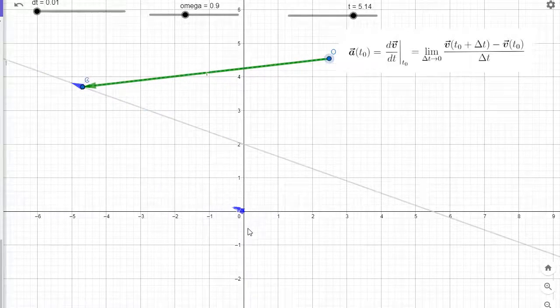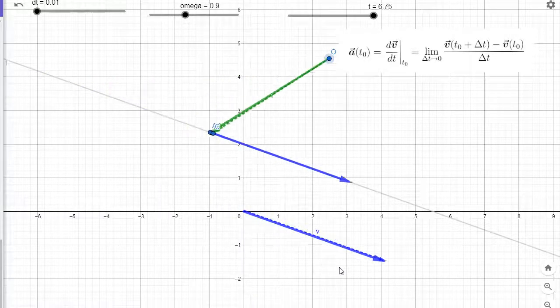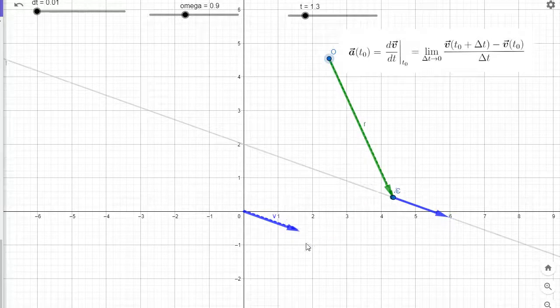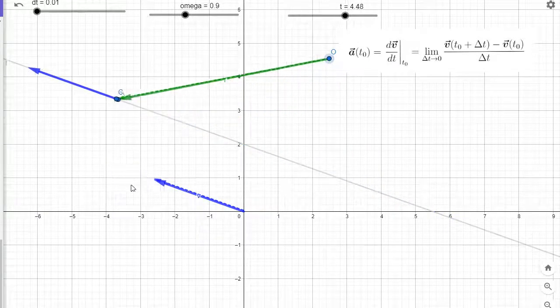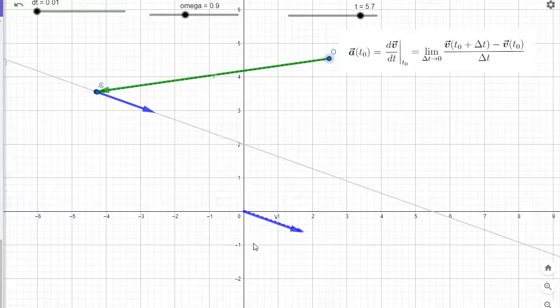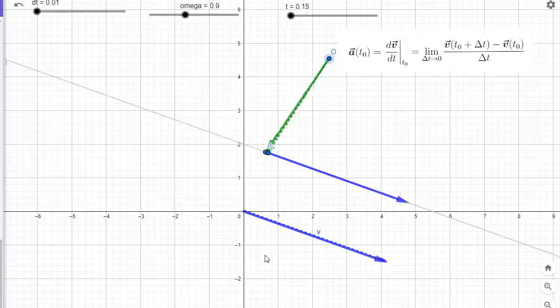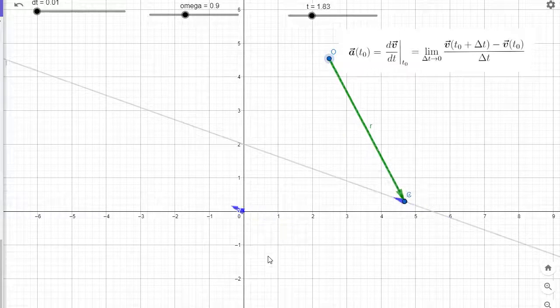Slowing down, speeding up, slowing down. Turned around, speeding up, slowing down, turned around. Say it with me: speeding up, slowing down, turned around.